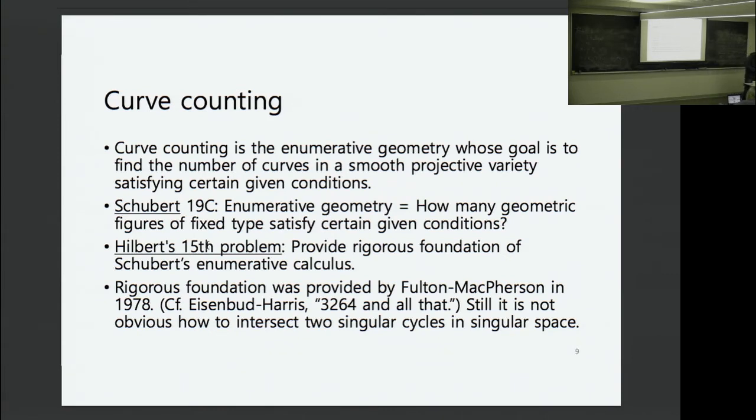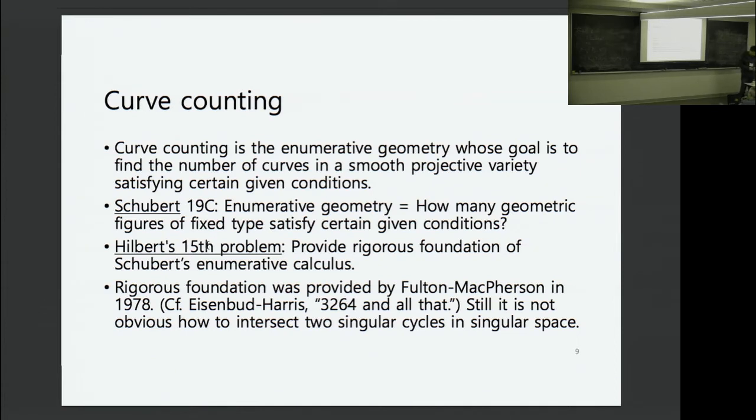As you all know, curve counting is the enumerative geometry of finding the number of curves in a given smooth projective variety and satisfying certain given conditions. And in the 19th century, Schubert gave a definition of enumerative geometry. He defined it as the study of finding the number of geometric figures of fixed type satisfying certain given conditions. So he did many computations, as we know, but it was considered not so rigorous.